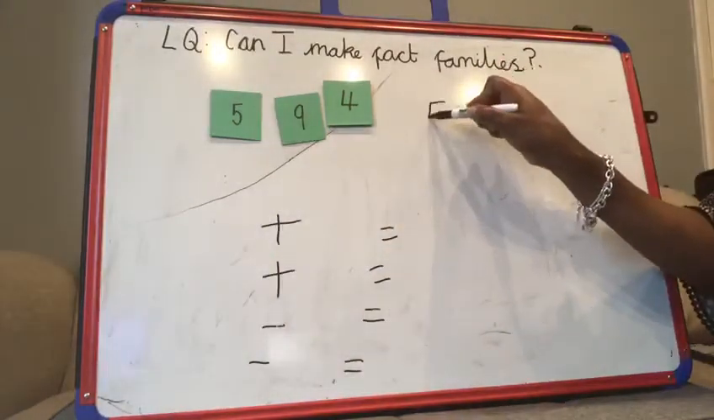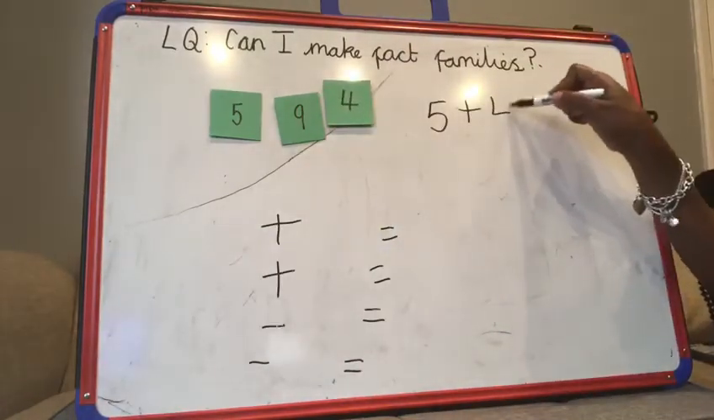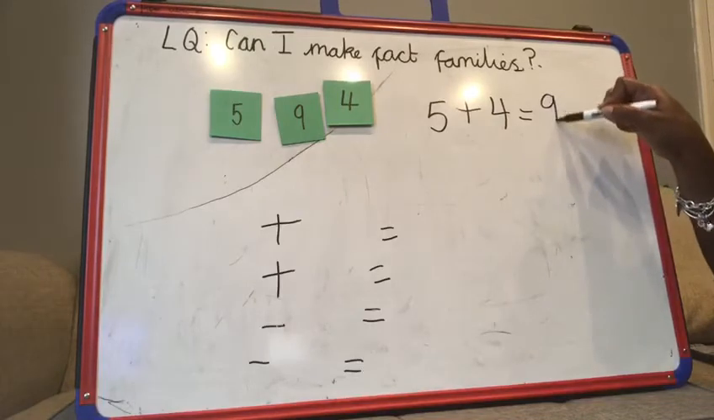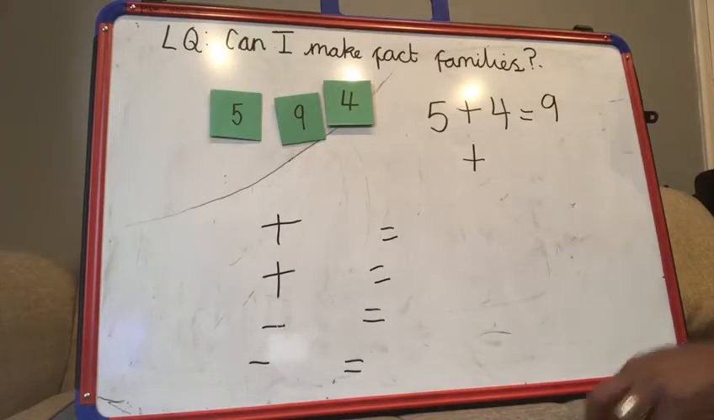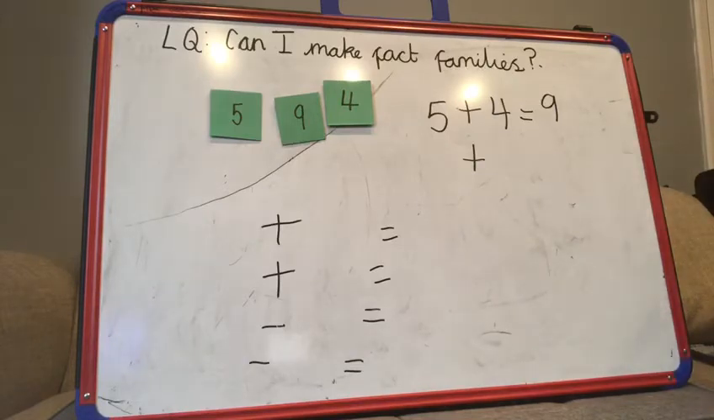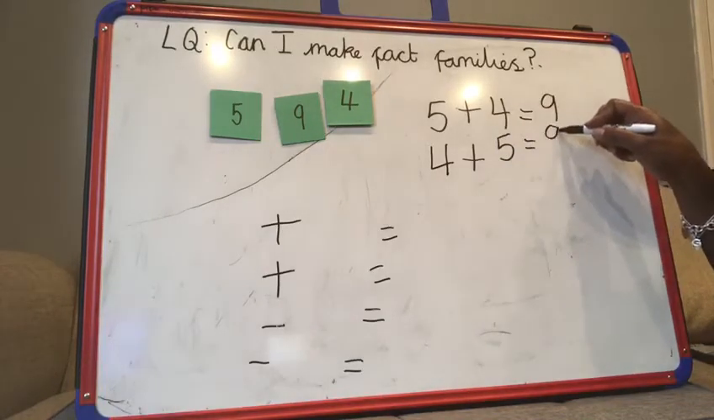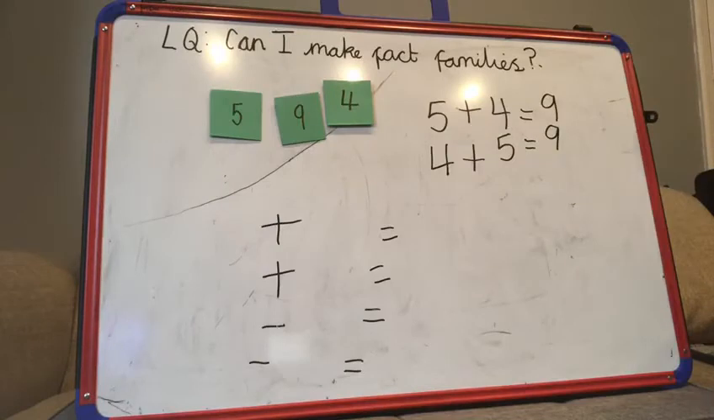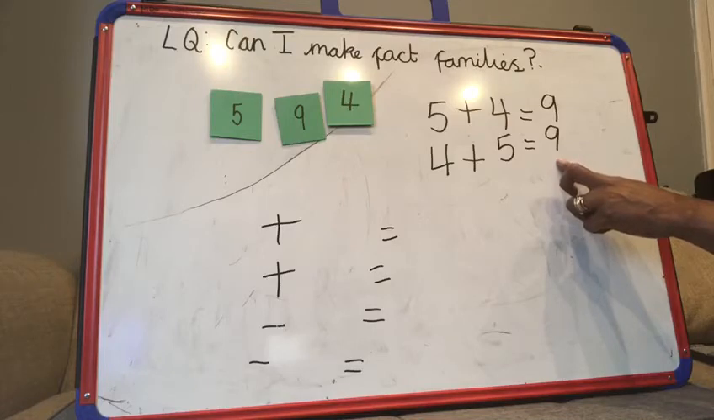Absolutely, our first number sentence will be 5 plus 4 equals 9. Can you tell me what the second addition number sentence will be? Thinking about addition as commutative, that means it can be done in any order. You're right. 4 plus 5 equals 9. So it doesn't matter which way your numbers go, as long as when you combine the numbers, the answer is the greatest number out of the three.